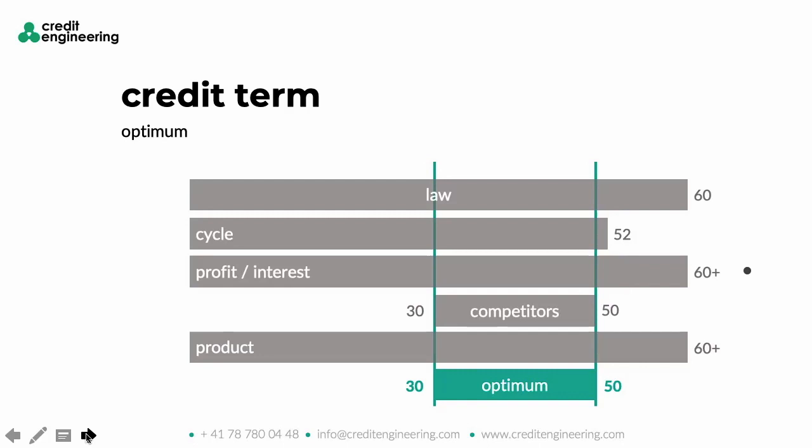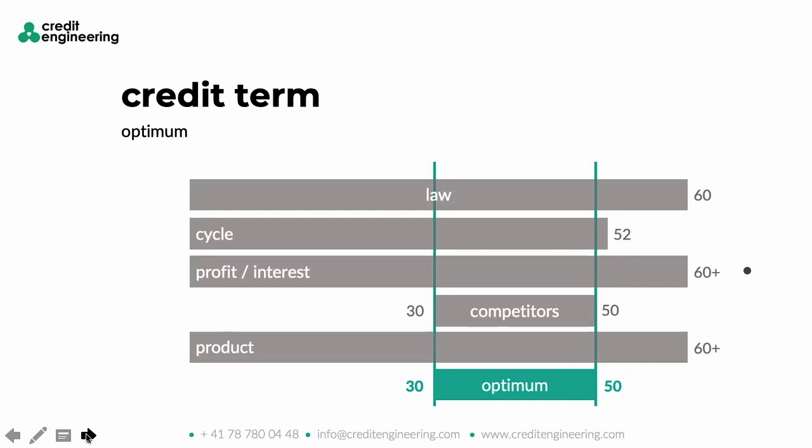Some companies, when asking for the credit term, consider maybe 2 or 3 factors. I would say about 5 or 6, as shown here, are supposed to be included in the understanding. This is legislation, and the operating cycle. We know there is a profit and interest relationship, and how long a credit we can grant to a customer in order to remain profitable. Obviously, product life cycle, and the most important thing, competition.